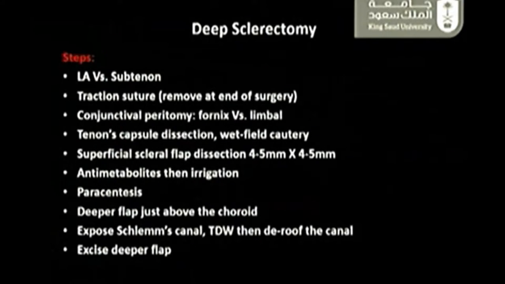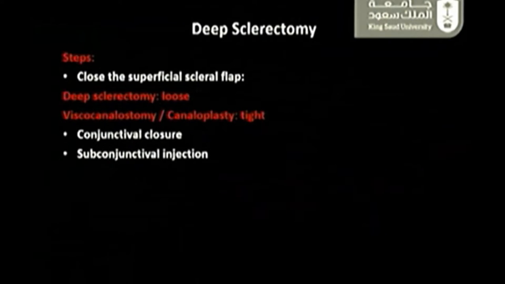And why should we do a paracentesis in deep sclerectomy? Because you want to decrease the pressure, especially in patients who are having very high IOP before the surgery. You want to decrease the pressure, so once you dissect the deep flap and go near the trabeculodesmate window, it will not rupture. Okay? You will just dissect the deep scleral flap just above the choroid, expose the Schlemm canal, trabeculodesmate window, then deroof the canal. Then you will excise the deeper flap, and after that you will close the superficial flap. Remember, in deep sclerectomy, you will close it loosely. In viscocanalostomy or canaloplasty, you will close it tightly because you don't want BLIP in these two procedures, but you have BLIP in deep sclerectomy. You will close the conjunctiva water tightly, and then you will give your subconjunctival injection.